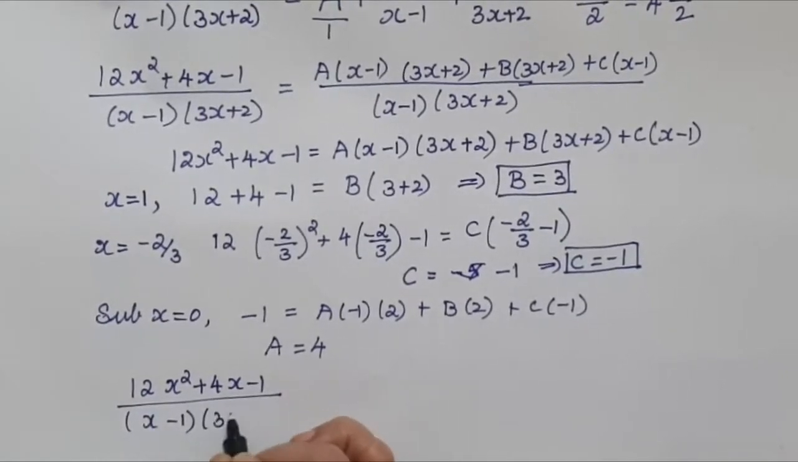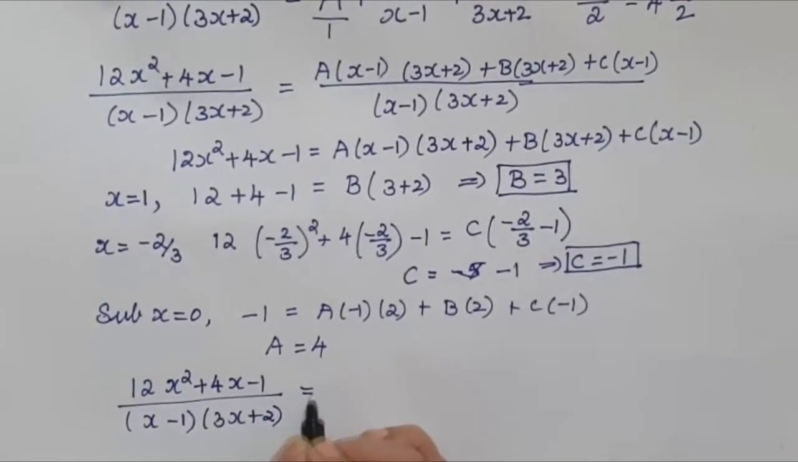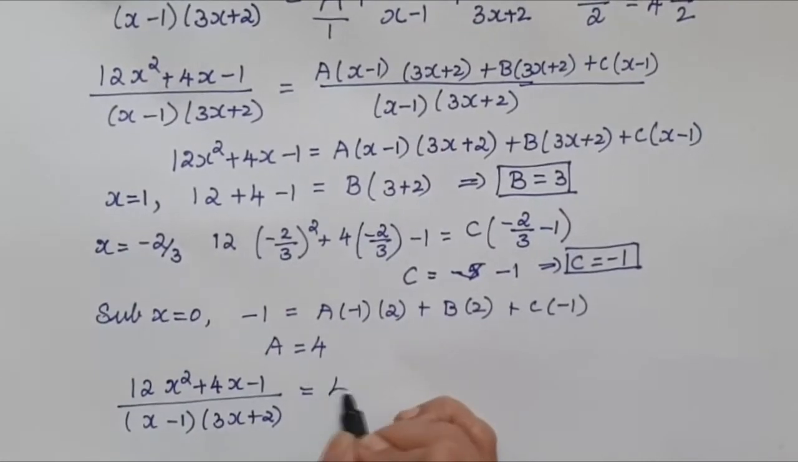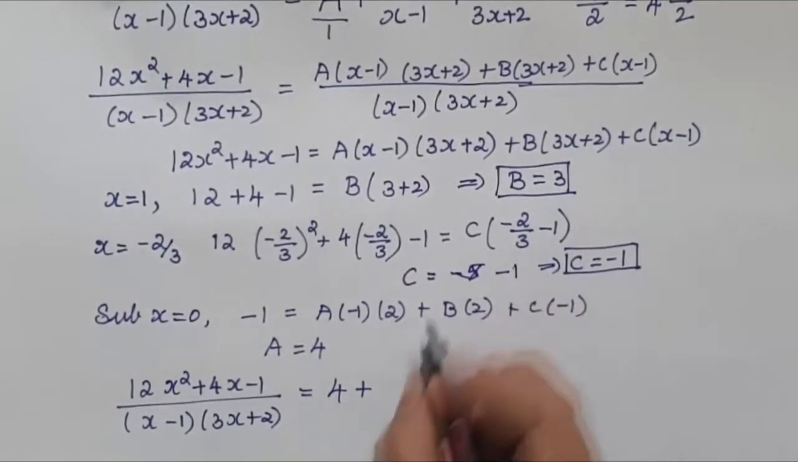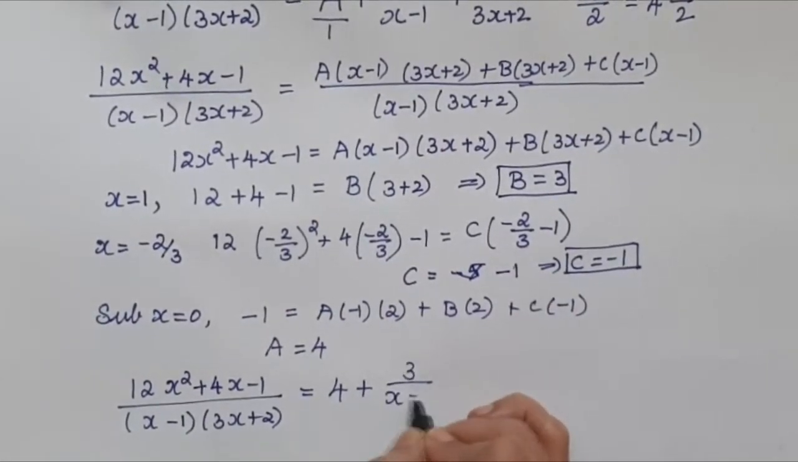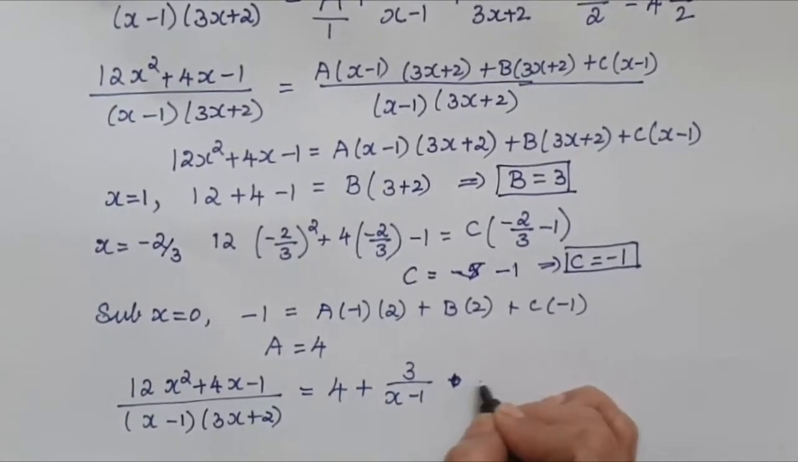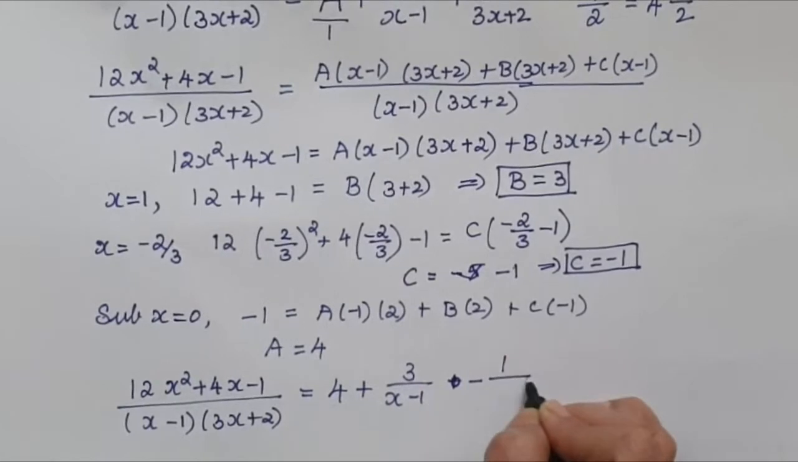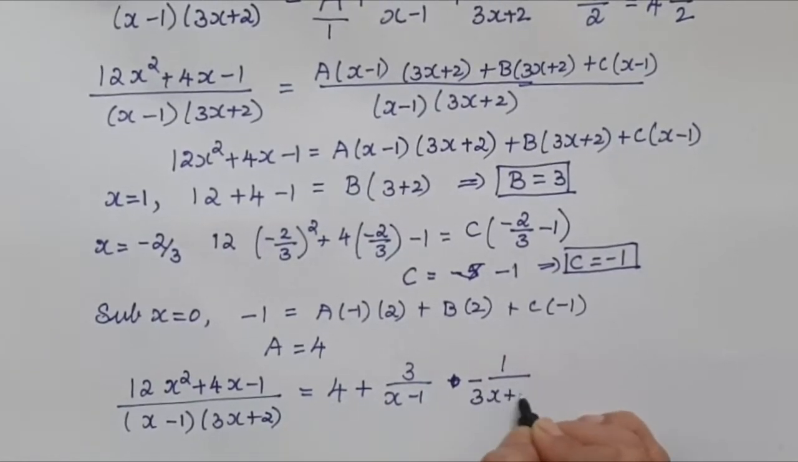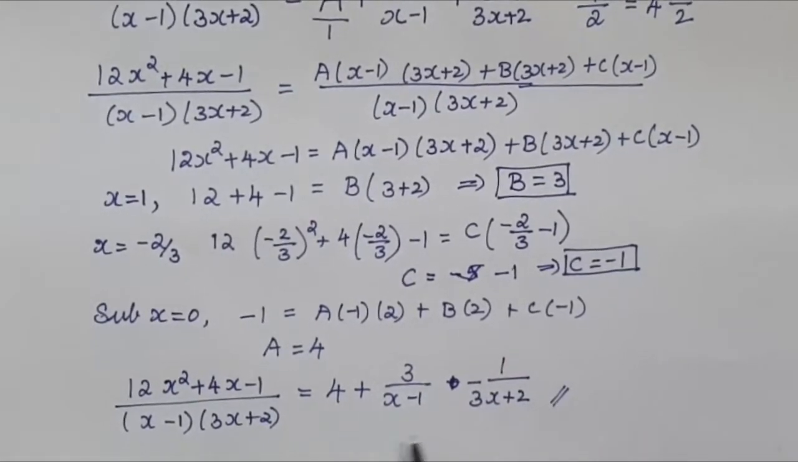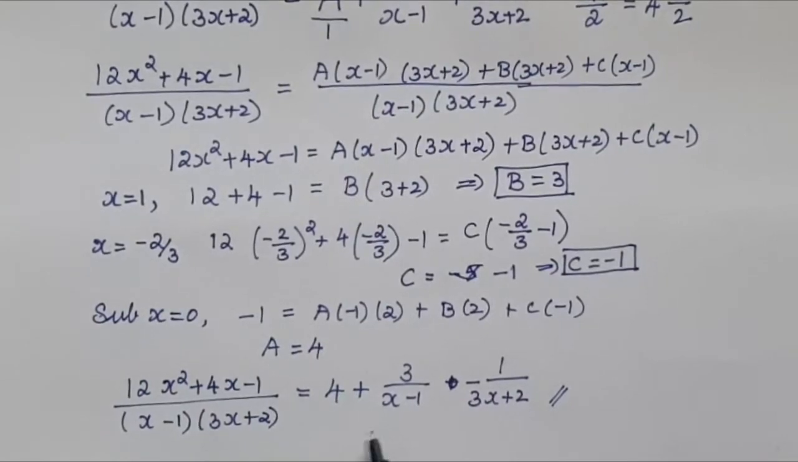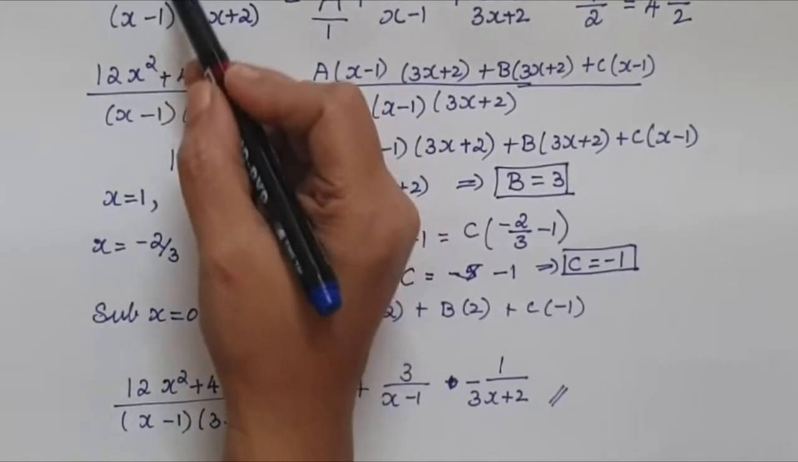So we have split the partial fraction: 12x squared plus 4x minus 1 over x minus 1 into 3x plus 2 will be equal to, our value for a is 4, plus b is 3 over x minus 1, plus c is minus 1, so we can write it as minus 1 over 3x plus 2. Thus, we have split a partial fraction when it is of equal power.